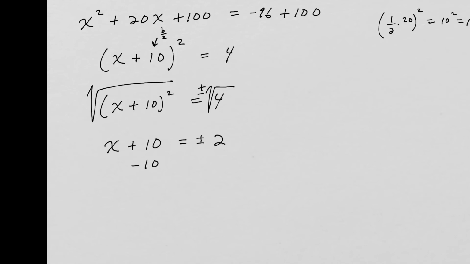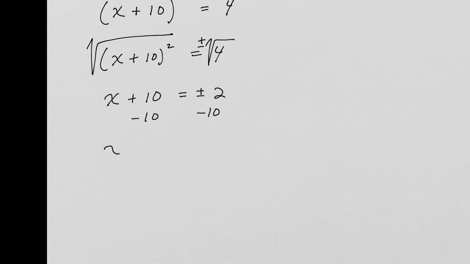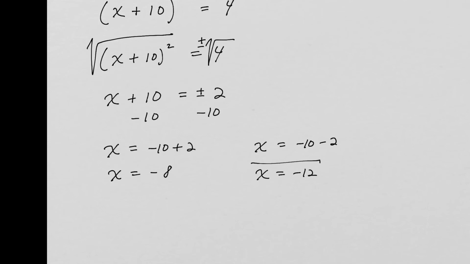Now I can bring the 10 over, so subtract 10. So one solution is x is equal to negative 10 plus 2, which is equal to negative 8. And then the other possibility is x is equal to negative 10 minus 2. So that solution would be x equals negative 12. So those are my two answers. So negative 8 and negative 12.